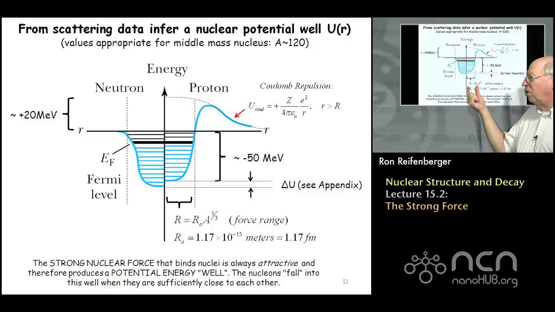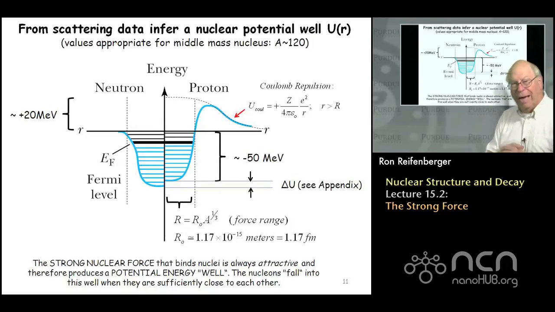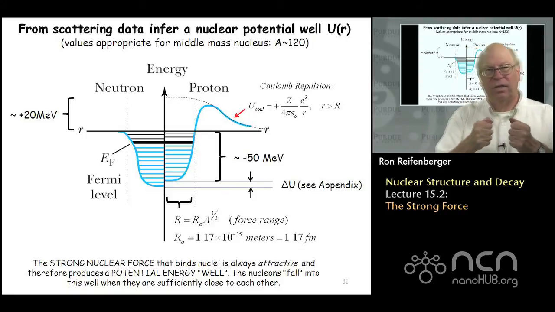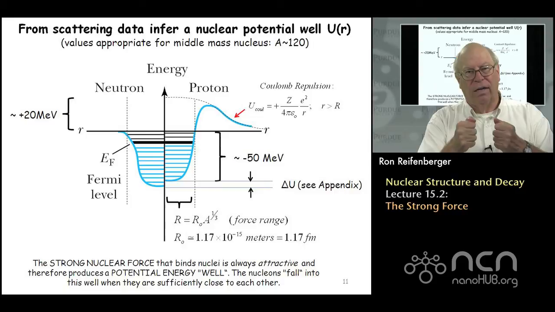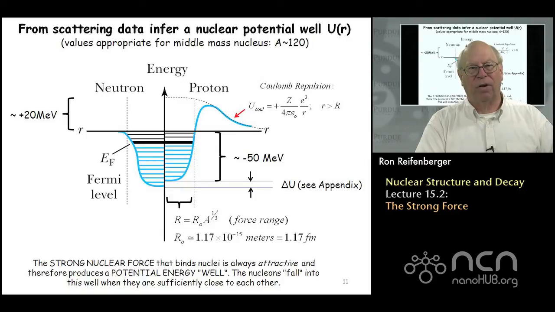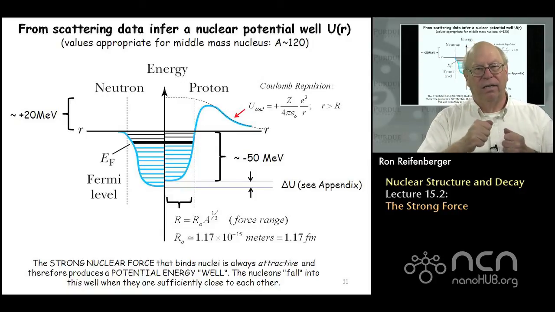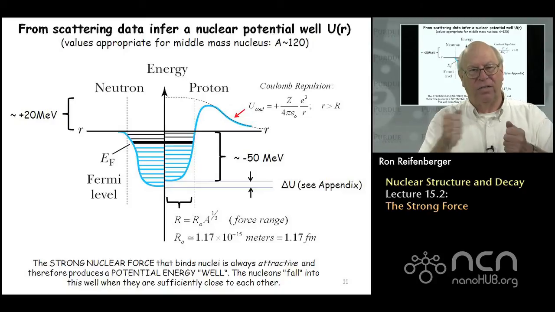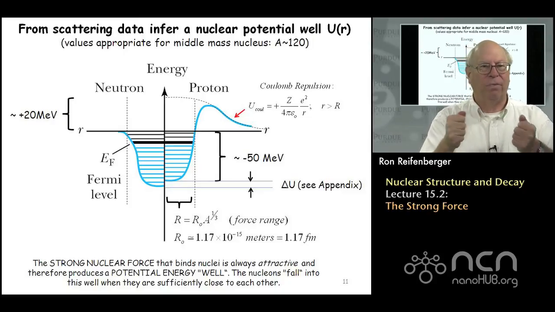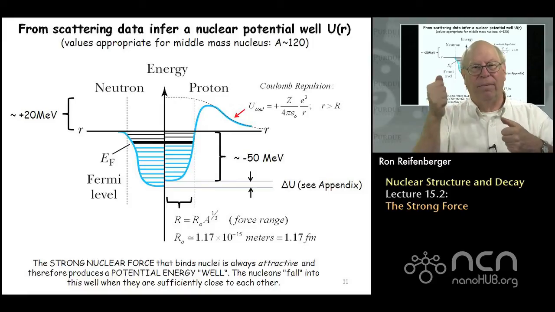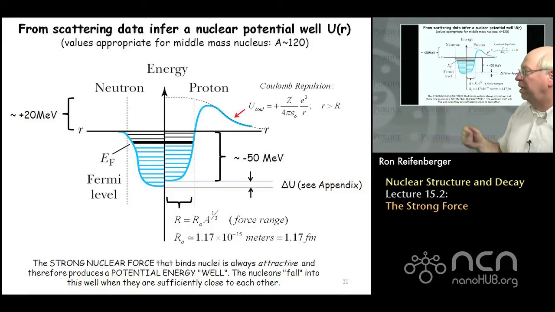The force range, R, is given by this simple argument that we discussed in the previous lecture. The masses of the particles that are exchanged when two nucleons interact are obtained from scattering experiments, right? Occasionally you will actually detect one of these mesons as they're exchanged back and forth between, let's say, a proton and a proton when they interact. By measuring the mass of that exchange particle, you can then infer the force range, or the dimensions of this nuclear potential well.